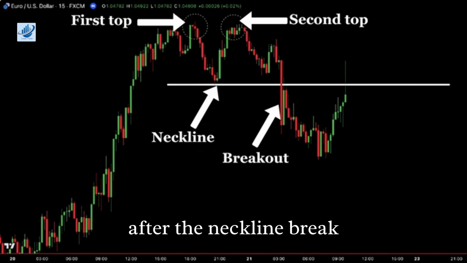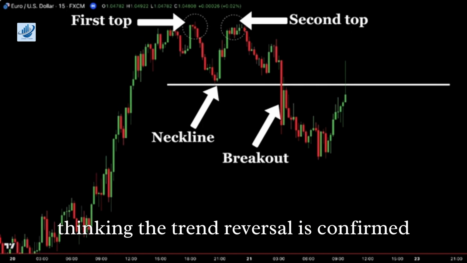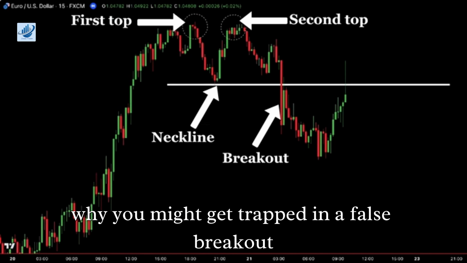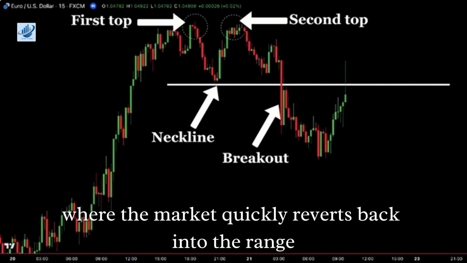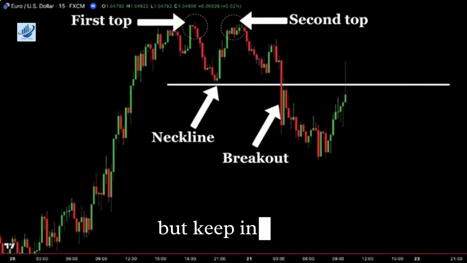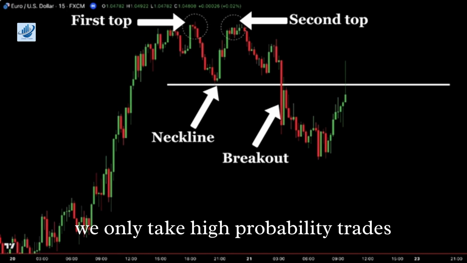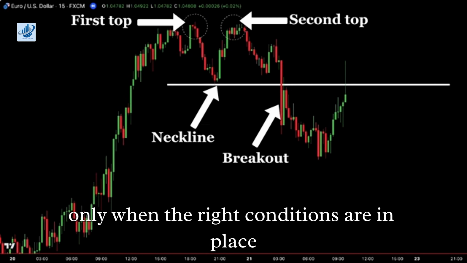After the neckline break, many traders may be tempted to enter immediately, thinking the trend reversal is confirmed. However, entering right after the breakdown can be risky. Why? You might get trapped in a false breakout or profit-taking traps where the market quickly reverts back into the range. Instead, wait for a retest of the neckline, but keep in mind, sometimes the retest doesn't happen, and that's okay. We only take high probability trades, and those setups appear only when the right conditions are in place.